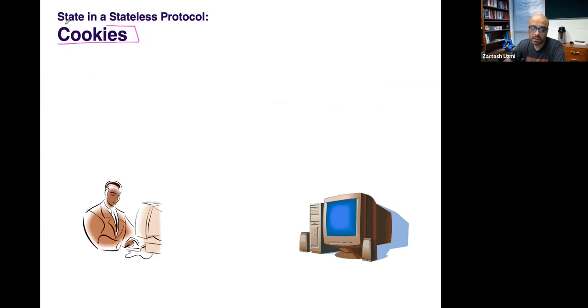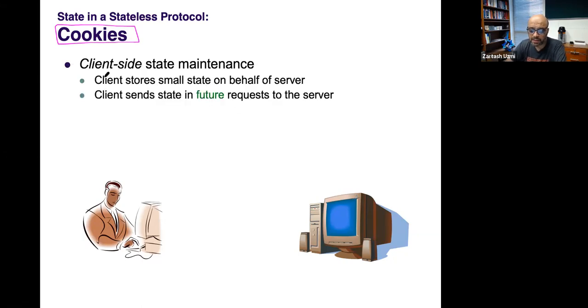Cookies are pieces of information which tell the server that this is a repeat client. So you have a user here using some browser on the left-hand side, and on the right-hand side, you have a server. With client-side state maintenance, the client will store a small state on behalf of the server, which is stored in the cookie. The client will send the state in all future requests to the server.